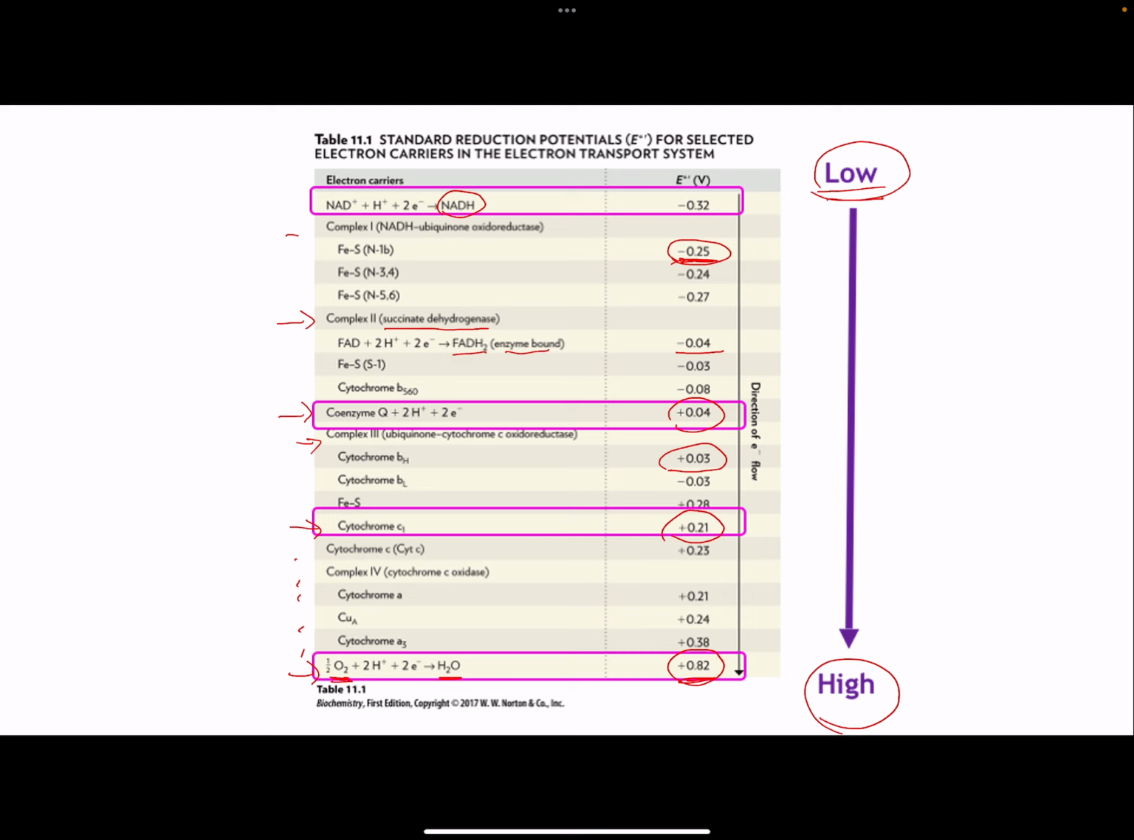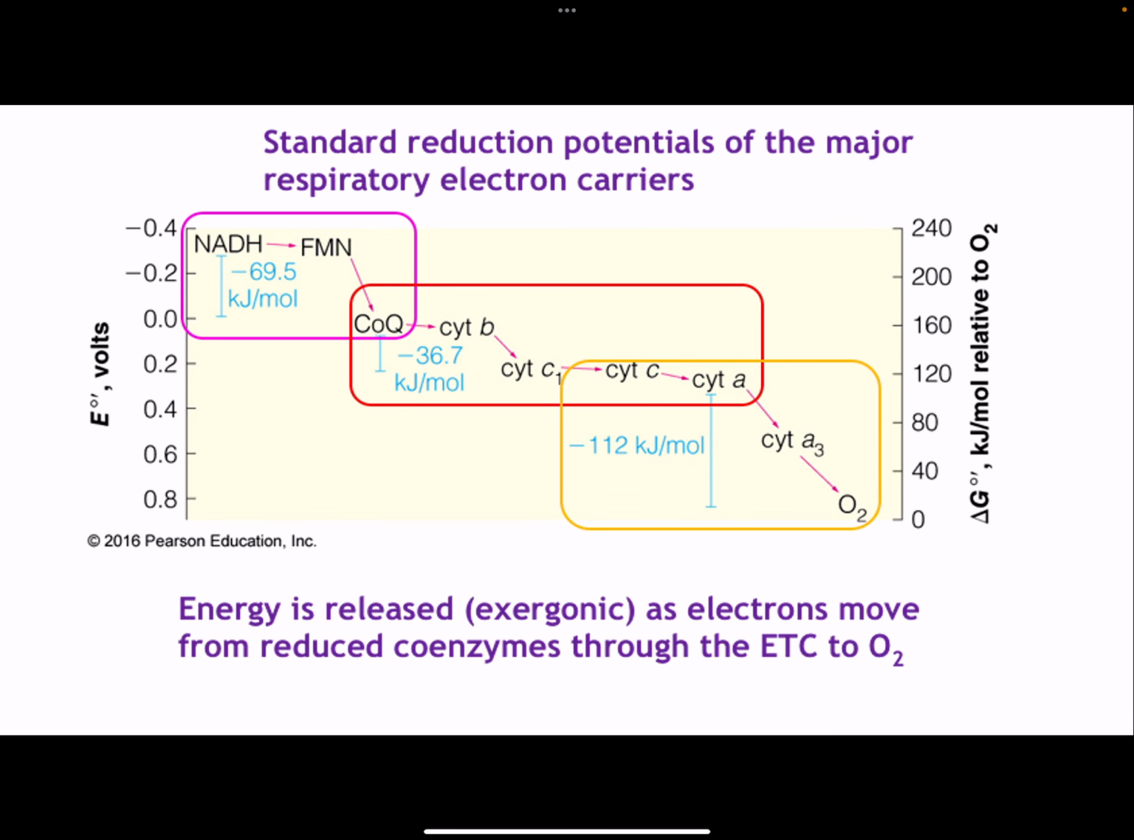So we have this trend of low standard reduction potential to high standard reduction potential. So this is another way to look at the same thing. These are the standard reduction potentials of the major respiratory electron carriers. Let's go over these axes first. So we have our standard energy in terms of volts. We have our delta G standard in terms of kilojoules per mole, and this is relative to oxygen.